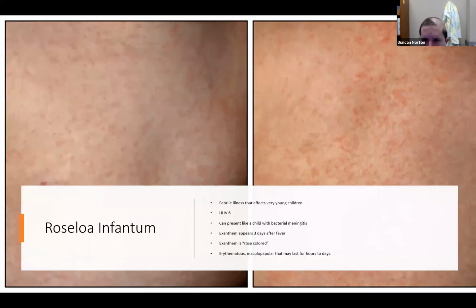The rash itself is quoted as rose-colored. That's going to be what the answer for Stallworth on the test is. And it's an erythematous maculopapular rash, and it can last anywhere from a few hours to a couple days.